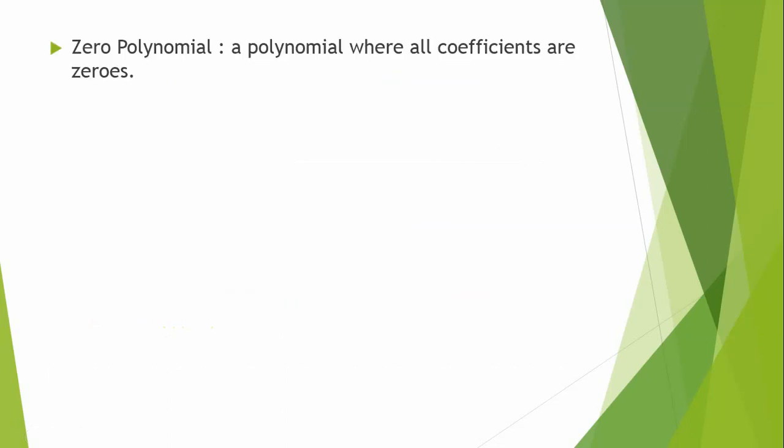Let's talk about a zero polynomial. A polynomial where all of the coefficients are zeros is known as the zero polynomial. An example would be 0x squared plus 0x plus 0, 0abx plus 0by. A zero polynomial always evaluates to 0.